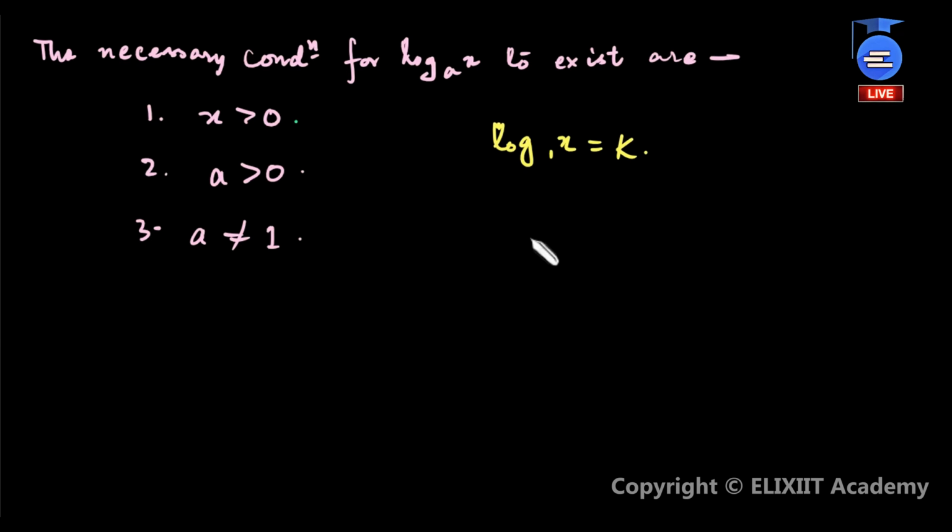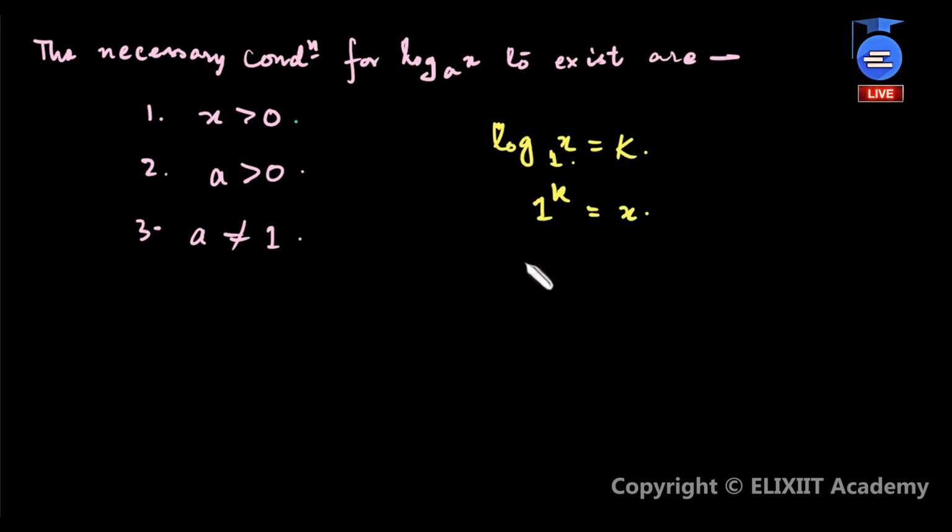What is the meaning of this thing? 1 to the power k is equal to x. That's the meaning of this thing. If k is infinite, that is different, that is an indeterminate form. But if k is any finite value, suppose you take 1 to the power k, 1 to the power 2, 1 to the power 3, any finite value, this is always 1.